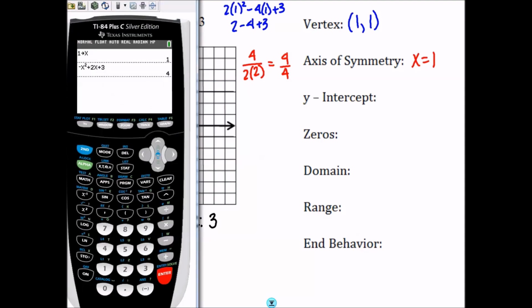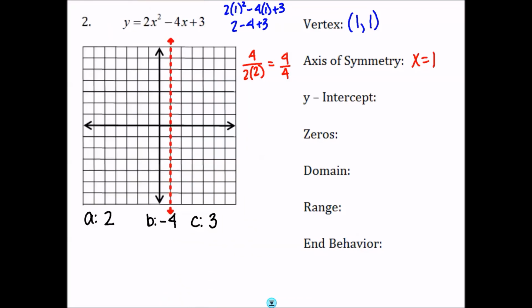We already have 1 stored for x, so I can just go ahead and type in the equation, which is 2x squared minus 4x plus 3, and I got 1. You can also use the calculator to double check your graphs after you've graphed it. So there's my vertex. The next thing I need to find is the y-intercept, which is 0, c. So it's 0, 3. I can go ahead and graph that.